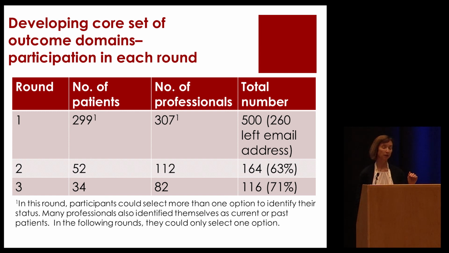In the second round, after the first round, 260 of the 500 folks left their email address, so we were able to contact them to ask them to be in the second round. So for the second round, we had fewer numbers because only 260 left their email address. So of those 260, 164 participated in round 2. And then after round 2, 71% of that round 2 participated in round 3. So these are the 3 rounds that we went through.